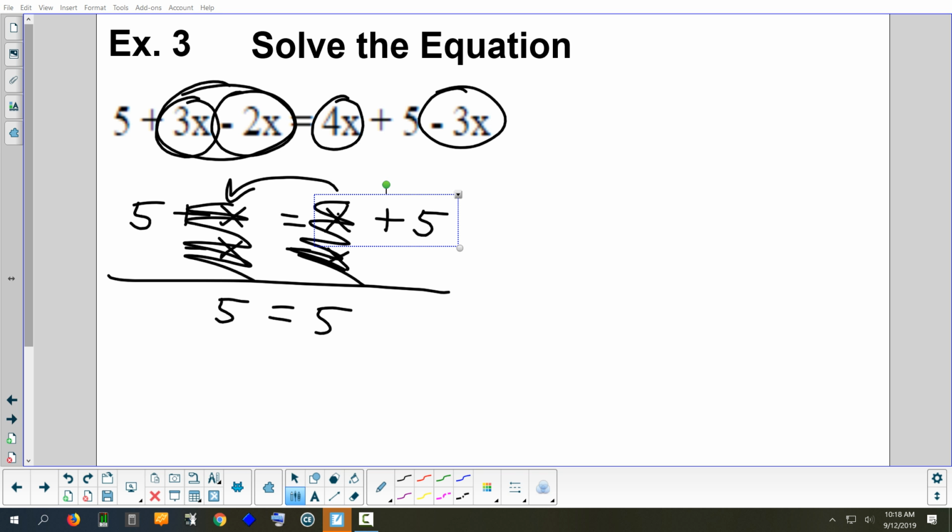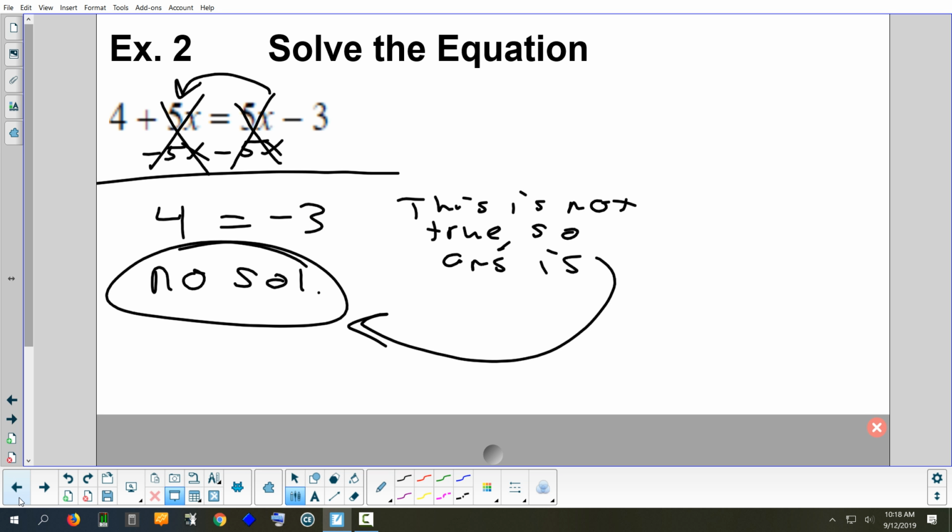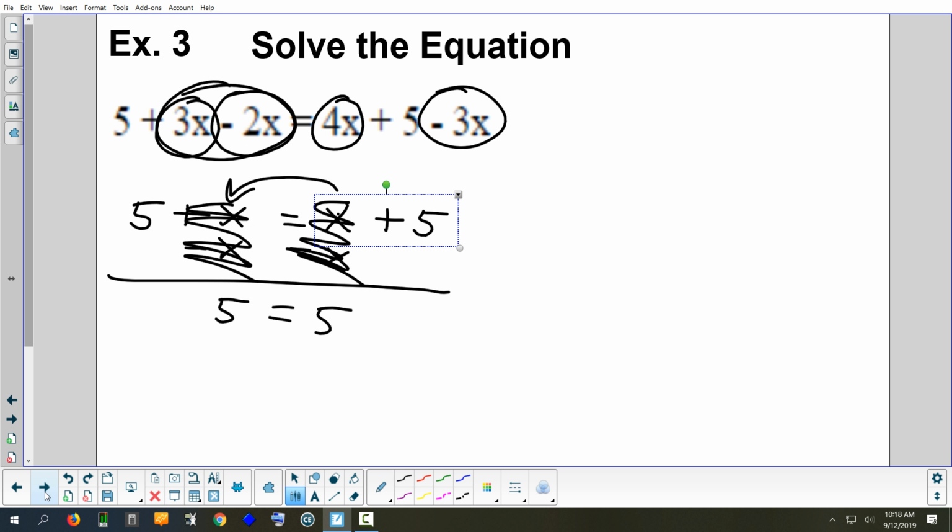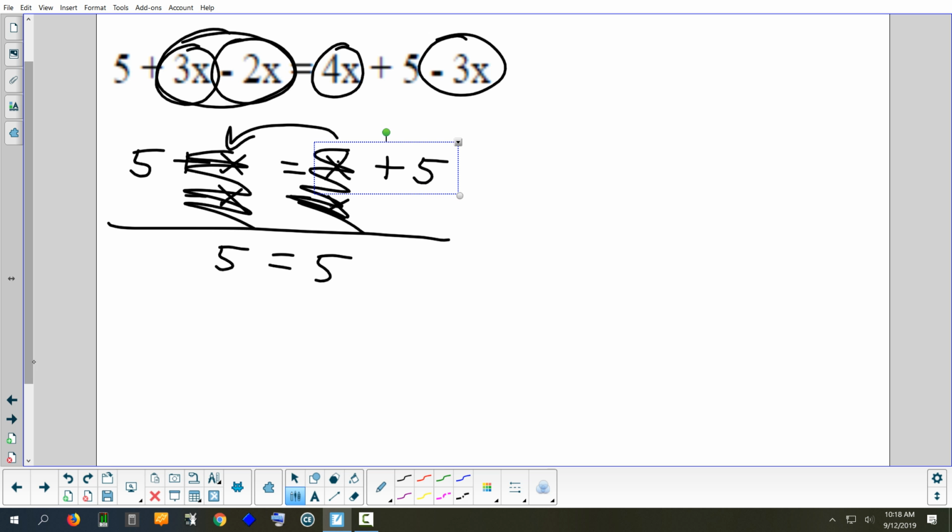At this point, you're done doing work. There's no more work to do. It's kind of like this point right here. You just have to write your answer. So this one is not a no solution. What's this one? Identity. It's any solution. Any solution. Yep. So what you want to write down is all. So we need to write that on the test.